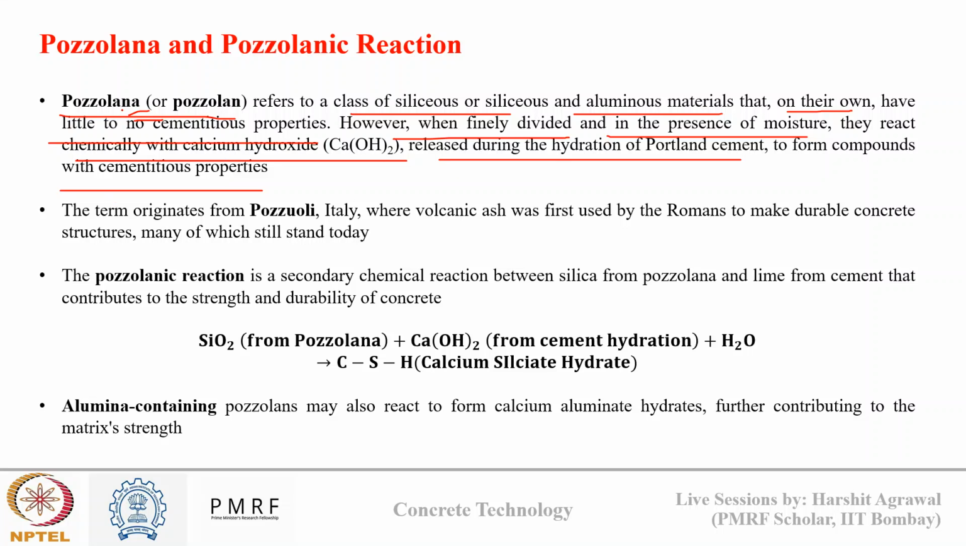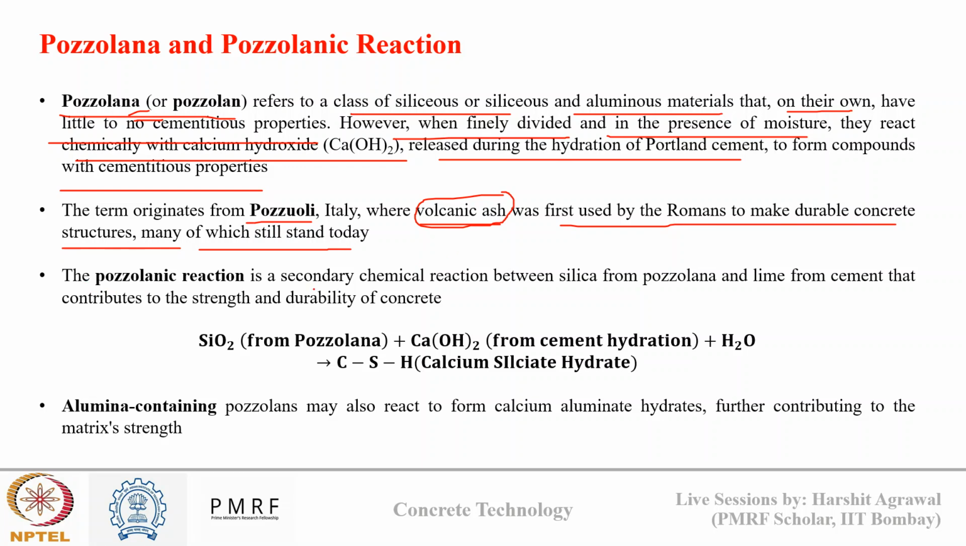Okay, this term pozzolana originally came from the word pozzuoli. It is an Italian word which was used for volcanic ash, which was first used by Romans to make durable concrete. Like if you remember, we had this discussion a few weeks ago on how Romans inspired the production of supplementary cementitious materials that are presently used.